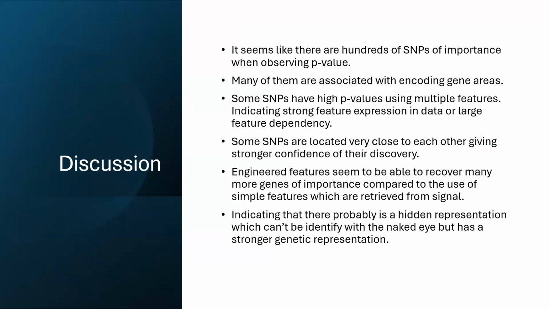So, discussion: it seems like there are hundreds of SNPs of importance. Many of them are associated with encoding gene areas. Some SNPs have high p-values using multiple features, which shows maybe their importance and maybe interconnection between the features themselves. There's proximity of the SNPs' locations, which can show stronger confidence. Engineered features seem to be able to recover many more genes of importance compared to simple features, indicating that there are probably hidden representations which we can't identify with our naked eye.